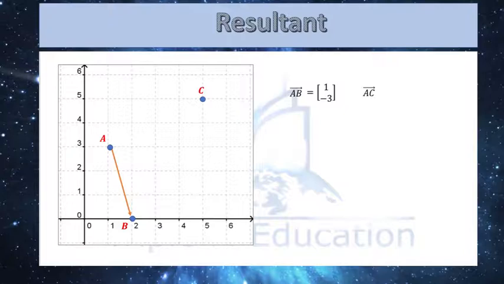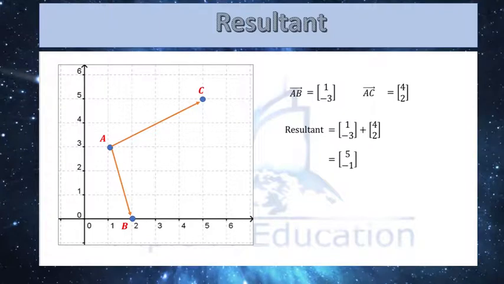The vector AC is given by the components plus 4 in the x direction and plus 2 in the y direction. Our resultant vector is the sum of these two individual vectors. To work it out, we simply add the individual components: add the x components together, and then add the y components together. 1 plus 4 is 5, and minus 3 plus 2 is minus 1.